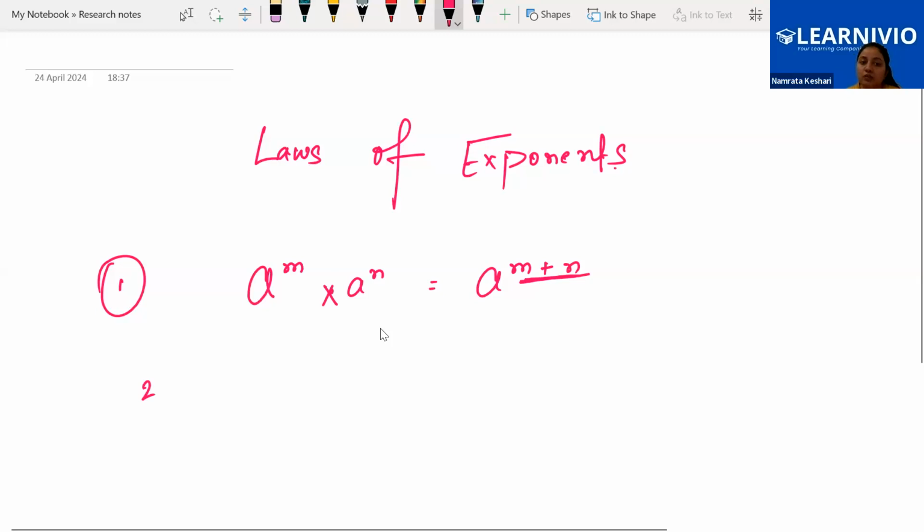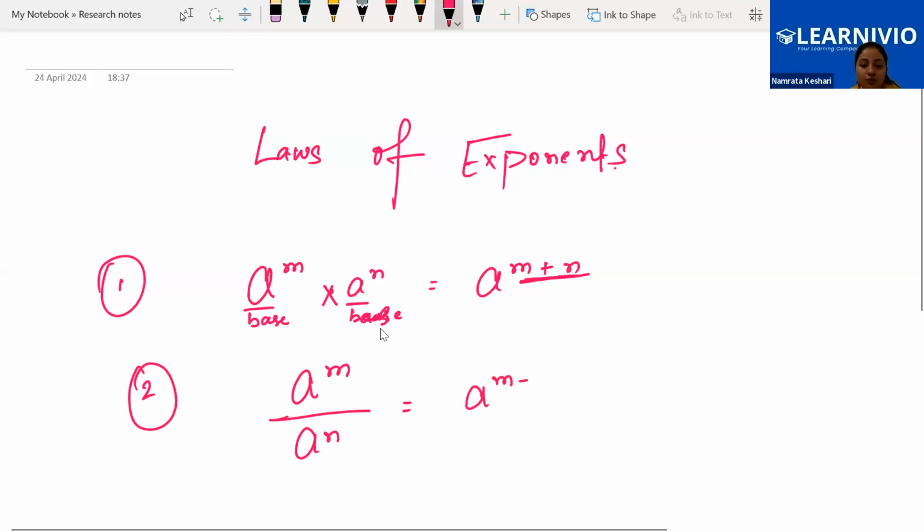Now the next one was, if we are having a to the power m by a to the power n, whenever we are having division and the bases are same, these are called the base. When the bases are same, and the exponents can be same or different, doesn't matter, when there is a division, we will subtract the exponents. This is what we were discussing yesterday also.